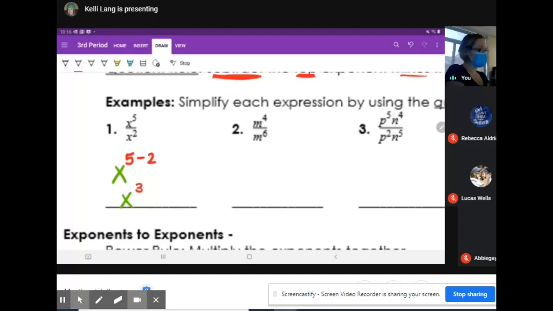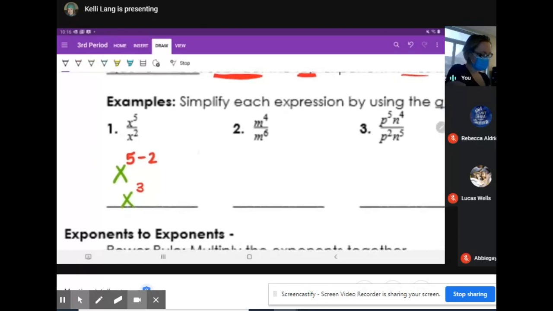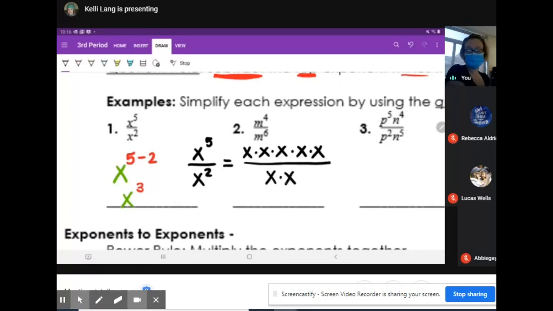Really quickly, I don't want you to write this down, but I do want you to watch me work this out on the board just real quick. I want to show you why this works out. If you have x to the 5th over x squared, another way to write x to the 5th is x times x times x times x times x, 5 times. And x squared can be rewritten as x multiplied by itself twice. Well, whenever you have a fraction with factors on top and factors on bottom that match each other, you can cancel them out. So 2 of these are going to cancel.